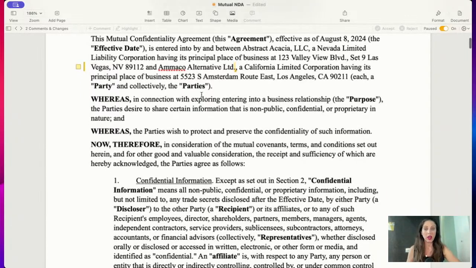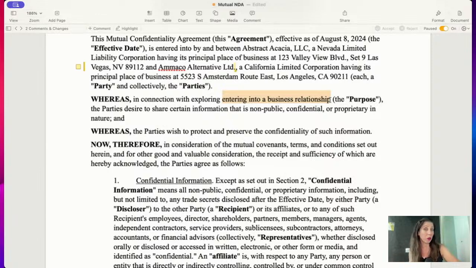All right. Exploring entering a business relationship. That's the purpose here. The business is exploring entering into a business relationship. That's not bad, because it is true. That is what we're doing.